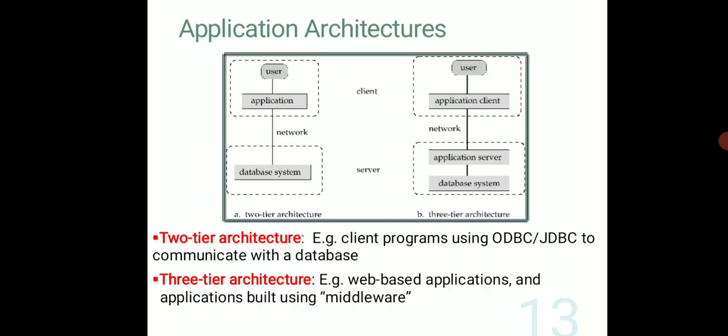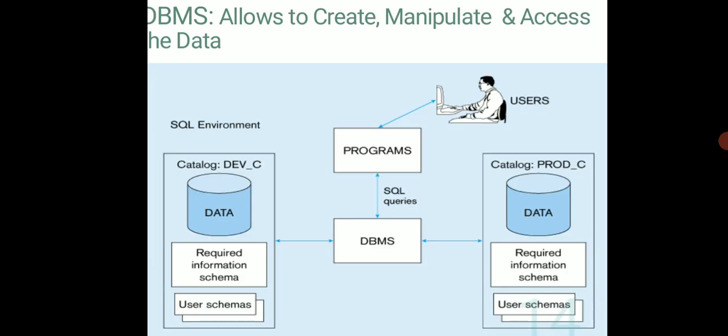So this is the application architecture. Here we have a client and a server. The client communicates with the server by sending a request, and the server responds to the request. The first diagram is called two-tier architecture. The second diagram is called three-tier architecture. In two-tier architecture, client programs use ODBC and JDBC to communicate with the database. In three-tier architecture, there are web-based applications and applications built using middleware.